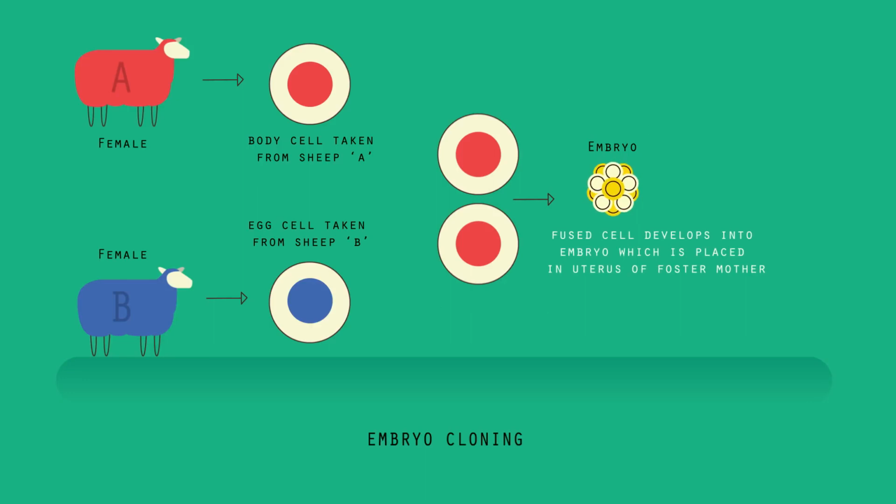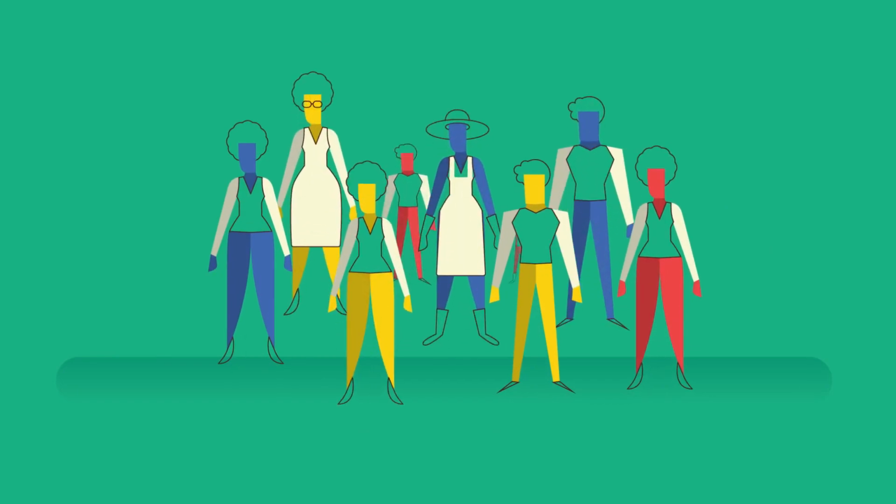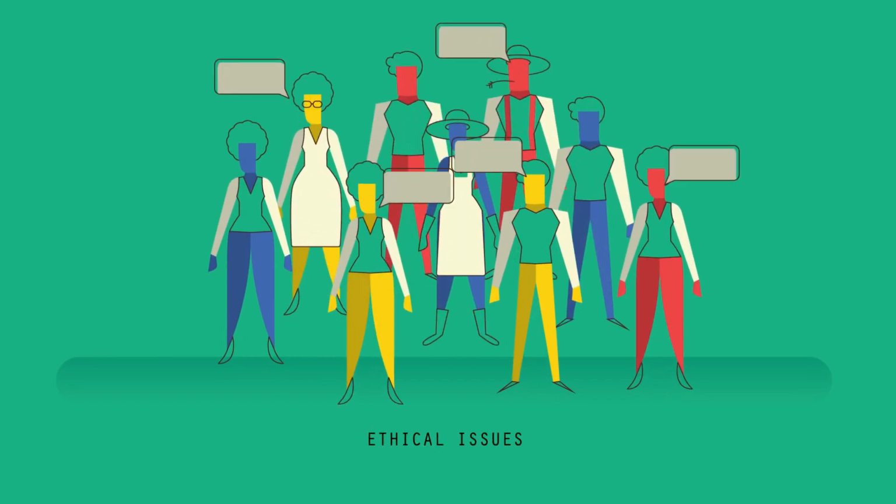When the embryo has developed into a ball of cells, it is inserted into the womb of an adult female surrogate to continue its development. So three different adults are used. The baby born will be a clone of the adult that donated the body cell because it has the same DNA. This technology is very controversial and raises many ethical issues.